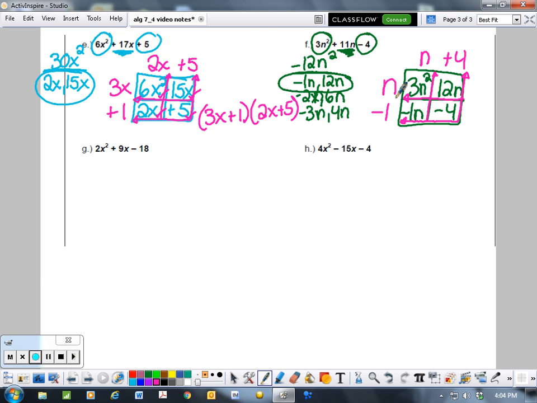And then I double check. Is n times n 3n squared? Okay, it's not. I have to have a 3 somewhere. So, let's see, 3. Okay, I think it's going to go here. So now I'm going to check, and if I'm wrong, I'm going to put it in another spot. So 3n times n is 3n squared. 3n times 12 is 12n. Good. Negative 1 times n is negative 1n. Good. Negative 1 times 4 is negative 4. Good. It all works out. So that means this is 3n minus 1 times n plus 4.